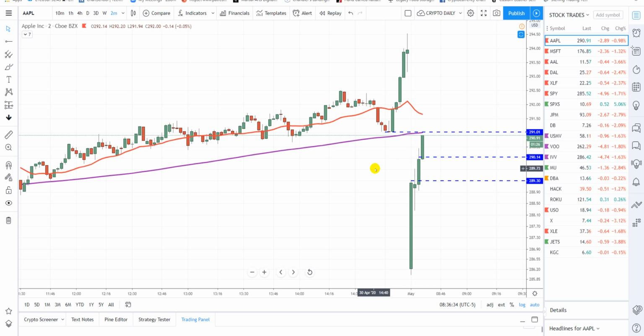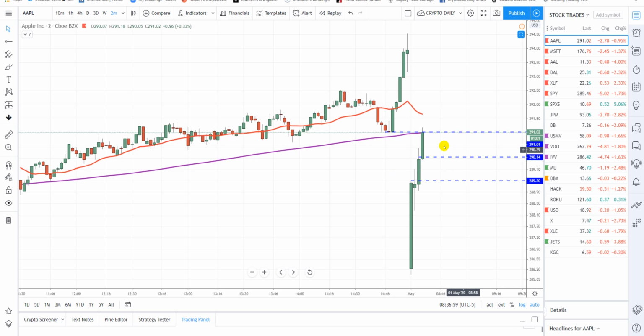And almost. Pretty close. Yeah, we should get rejection right here. Should get a pullback in there. But it's strong this morning. A lot of buy the dippers coming in. Well, we're happy with what we got.